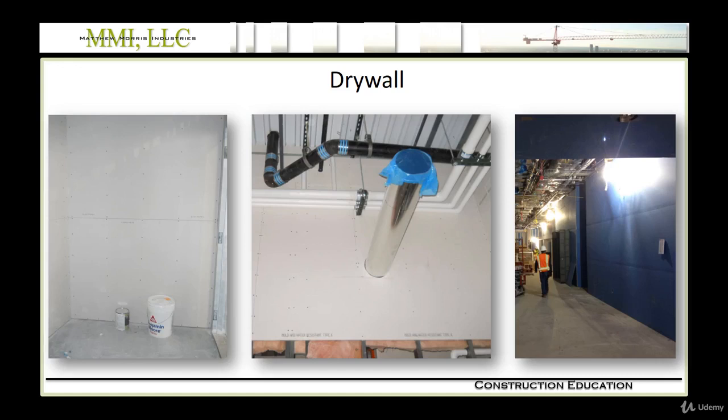So in the usual sequence, we stand up studs, then run our MEP systems, then we install drywall. In this case, it would be really hard to squeeze someone up there to install that drywall and finish it. So a priority wall is installed to get the drywall in place so that you can then install the MEP systems and you never have to squeeze someone up there to try to finish the drywall.